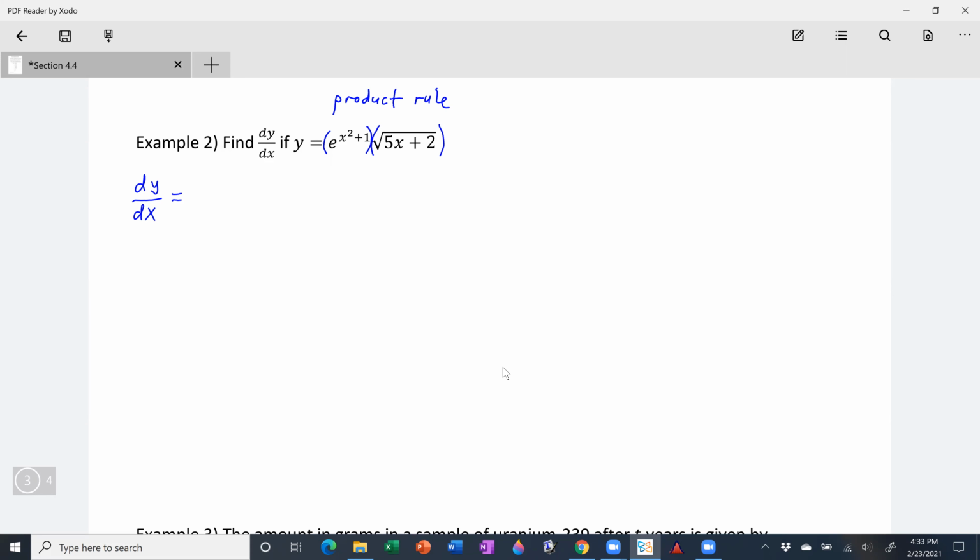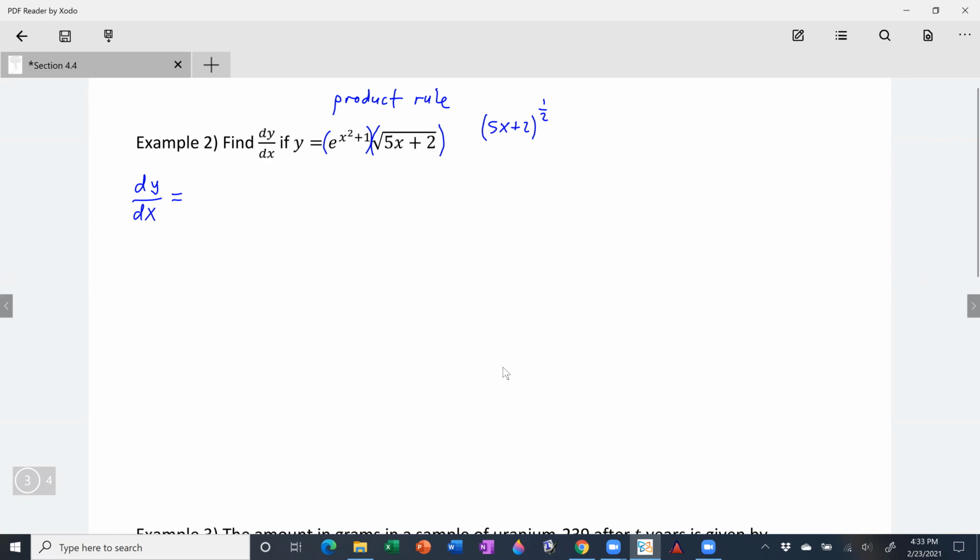So it's probably a good idea to think of that 5x plus 2 as actually (5x plus 2) to the 1/2. Think about radicals in terms of exponents so that you can use the power rule when we get to that part. Okay, so here we go. Let's use the product rule. The product rule says first times the derivative of the second plus the second times the derivative of the first. So let's go through and work it out.